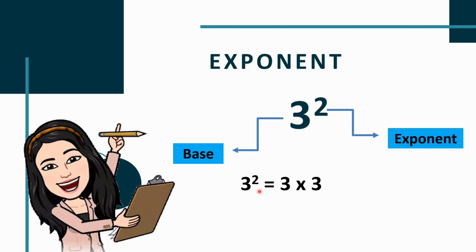Now, for the example, 3 squared or read as 3 raised to the second power, ito ay pwede rin nating sabihin na repeated multiplication. So, meaning to say, ang 3 squared ay dalawang beses natin imumultiply 3 sa kanyang sarili. So, it means it is equal to 3 times 3.